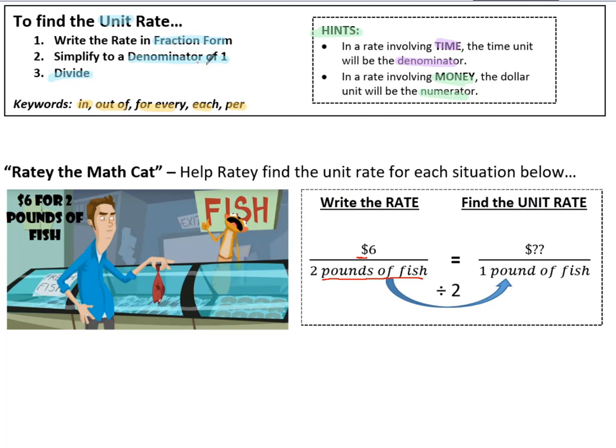Now to find the unit rate, remember your denominator has to be a 1. So I want to know how much is it per pound. So how much does 1 pound cost? So I write my 1 pound. I need to now find a scale factor. Okay, so I have a 2 and I need to get to a 1. What do I have to do to the 2 to get to the 1? Well, I have to divide it by 2. And remember, what you do to the bottom, you must always do to the top. So if I divide it by 2 at the bottom, I divide by 2 at the top. Now 6 divided by 2, that gives you 3. So each pound is $3.